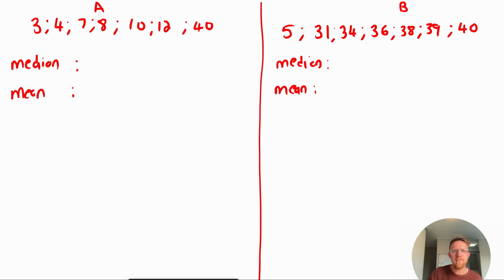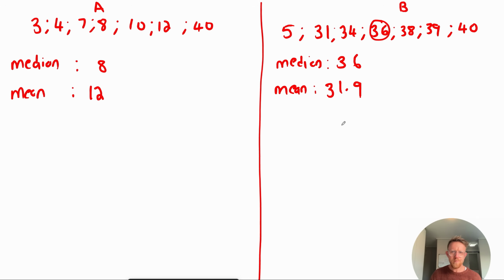For the median, we know that it's the number in the middle after you've arranged everything from smallest to biggest. So that's going to be the number 8. And then for this data set here, the middle number is 36. Now, if you had to calculate the mean, remember that's just your average. So you add all of the numbers together and divide by 7, and then you do the same over here. For this one, you're going to end up getting 12, and for this one here, we'll end up getting around 31.9.